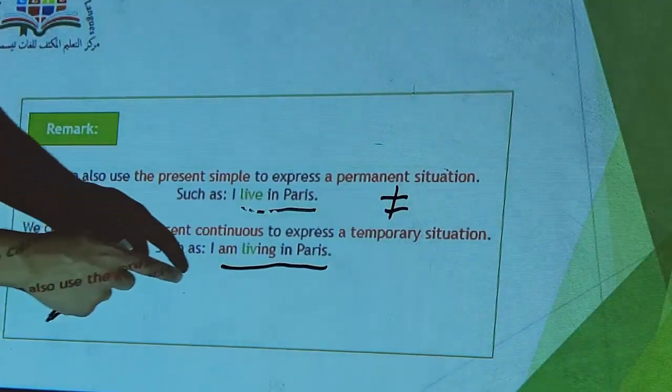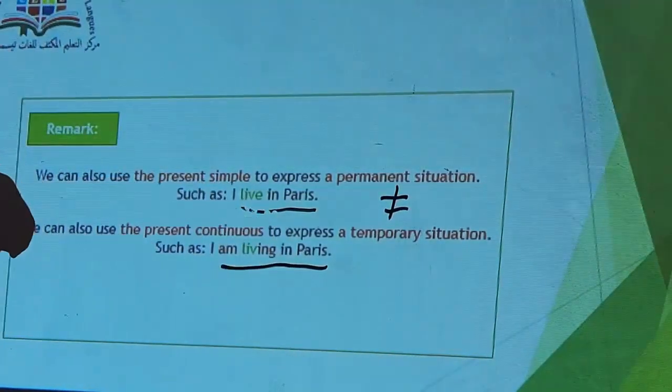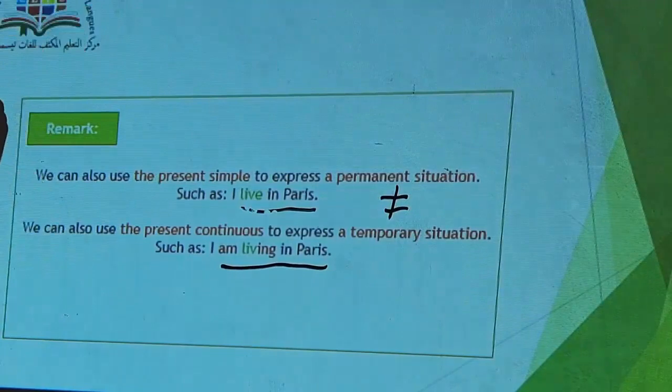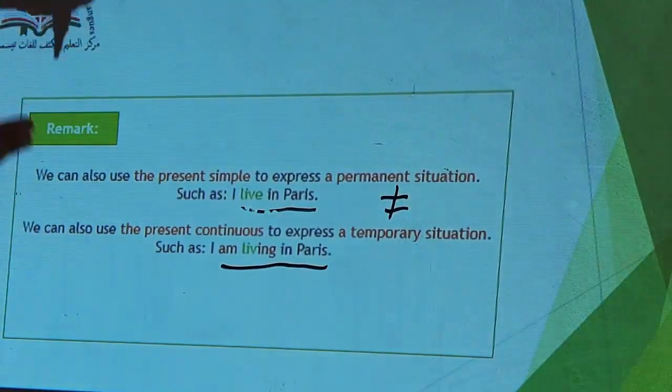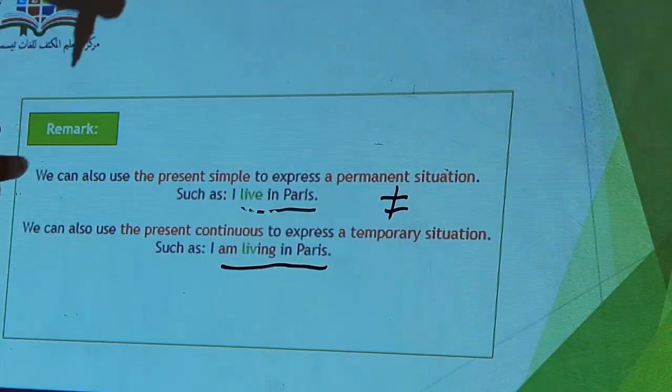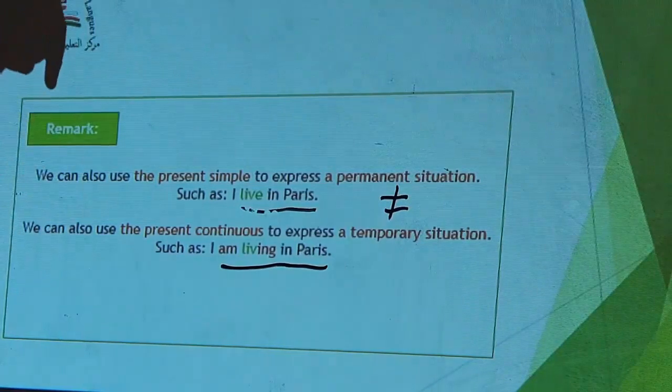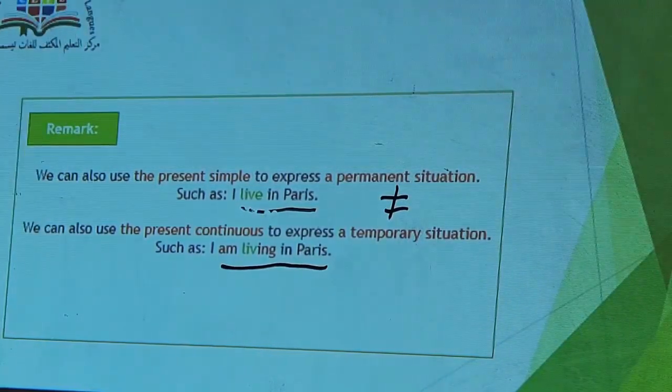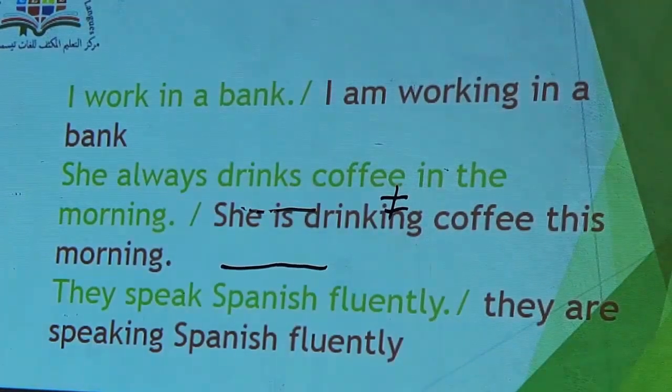So when I say I am living in Paris, it means yes, now I am living in Paris, but maybe tomorrow I will quit Paris, or maybe after 1 month, maybe after 2 months, maybe after 20 years, but there is a time that I will be back to my country. I hope you have understood what we mean by a permanent situation and a temporary situation.